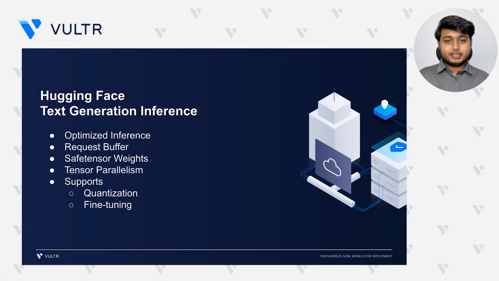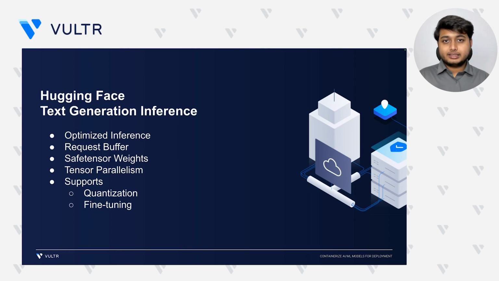Hugging Face text generation inference is one of the solutions you can use to containerize large language models. It supports all the major large language models such as Mistral, Llama 2, and many more. It comes with optimized inference code to make LLMs go faster and a request buffer to store all the incoming requests and serve them as soon as the model is ready.